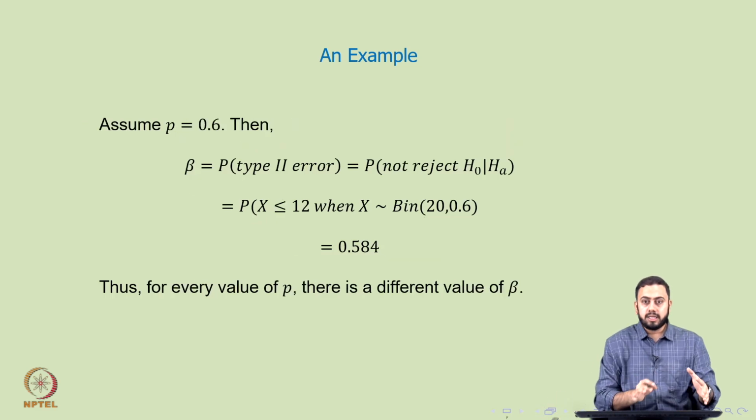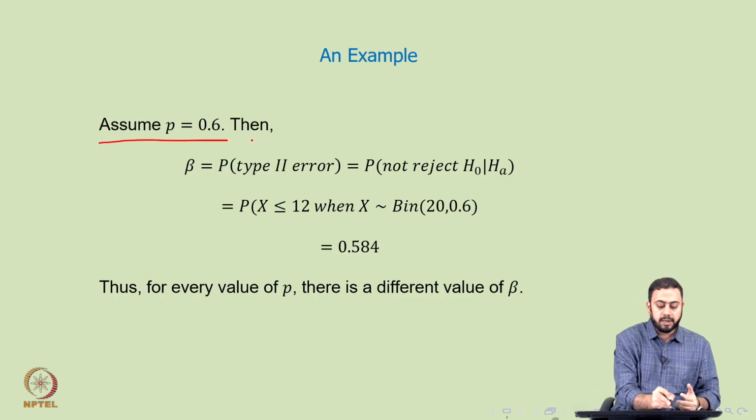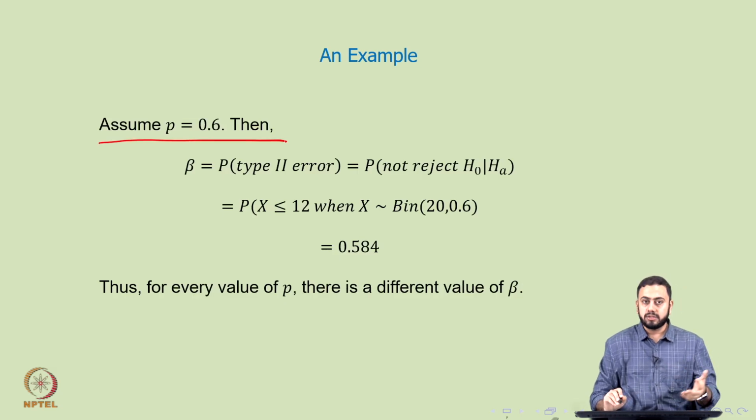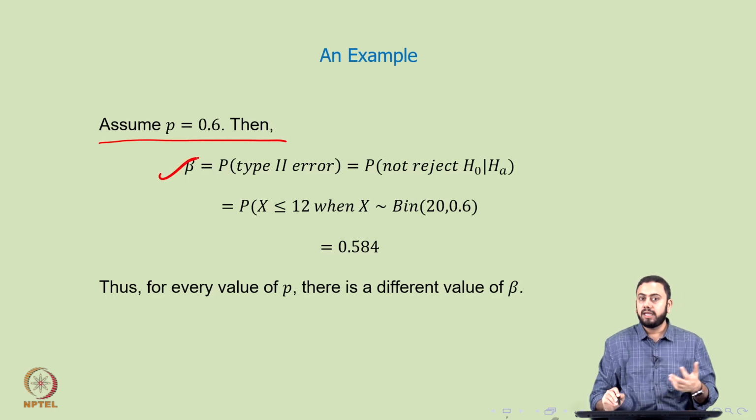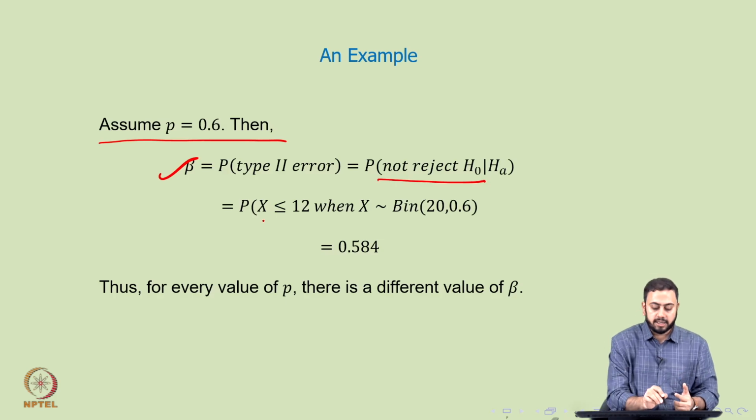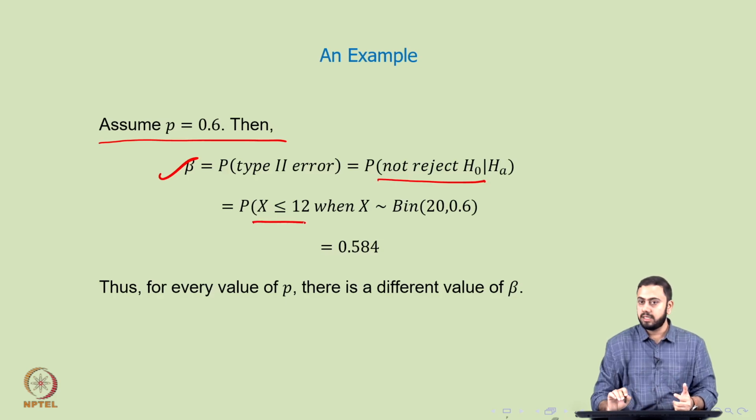Now, on the other hand, we will quickly do type 2 error. Assume that p is indeed 0.6. Then can you find the value of beta? Beta is the probability of type 2 error, which is the probability of not rejecting the null given that the alternative is true. When would you not reject the null? You will reject the null when x is at least 13, and you will not reject the null when x is less than or equal to 12.